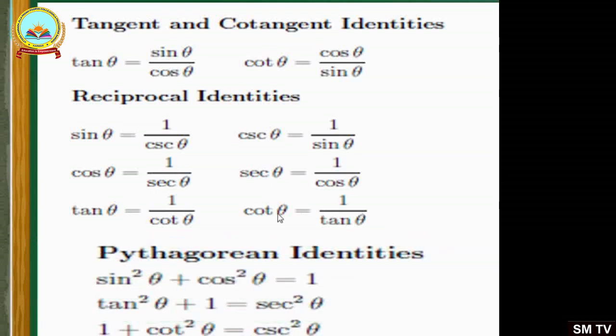The next one is the very important identities using the Pythagorean theorem. Then you prove that sine square theta plus cos square theta is 1. 1 plus tan square theta is equal to secant square theta. 1 plus cot square theta is equal to cosec square theta.